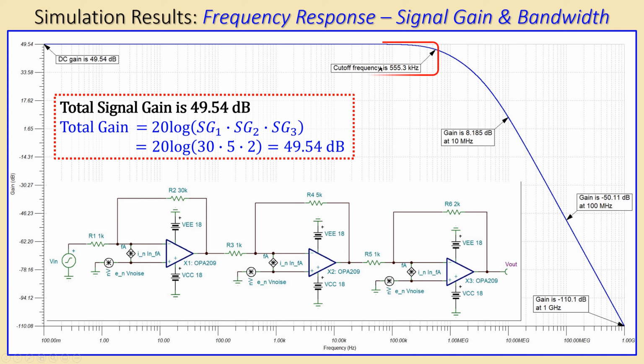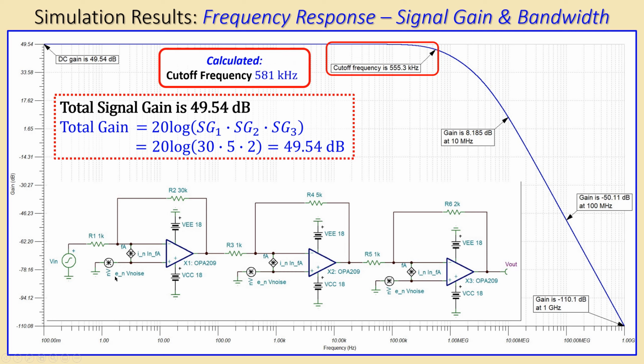The cutoff frequency here is 555.3 kilohertz, but in our calculations, of course, we assumed that the first stage was dominating the complete circuit, so the signal bandwidth, just considering this first stage, was used as 581 kilohertz. So there is some difference here, and that's actually what we have considered before.